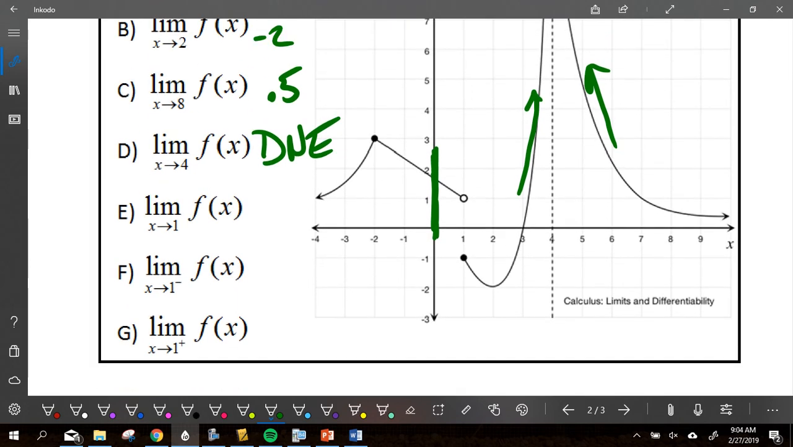Limit as x approaches 1. Look at your graph. Look at 1. Show me with your fingers. What do you think the limit is as x approaches 1? That's not your fingers, Carrington. That's cool. It's now on YouTube forever, and so everyone's going to know that you weren't using your fingers. Show me with your fingers. What's the limit as x approaches 1?